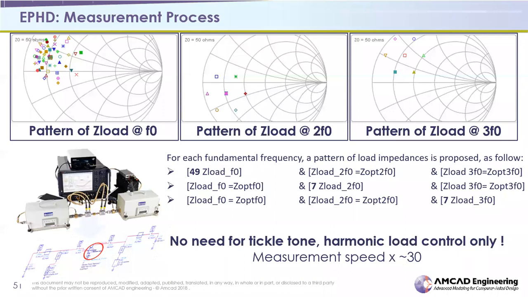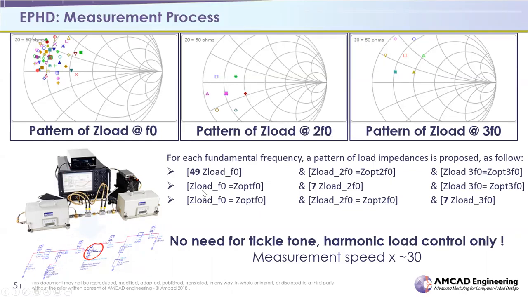It's a nested sweep. Well, for the EPHD model, what we do is we do a first load pull on the device where we find, not the optimum necessarily, but the region of the optimum of the device where we want to have our application. Same for 2F0, same for 3F0. Then we create a pattern around this called optimum. It does not need to be the real optimum, by the way, but we can select this.